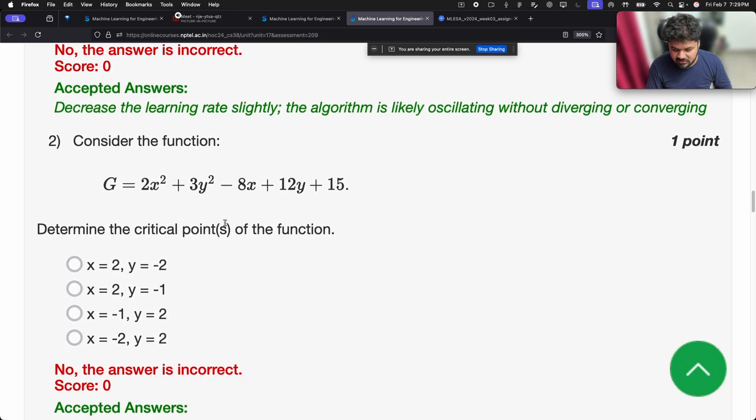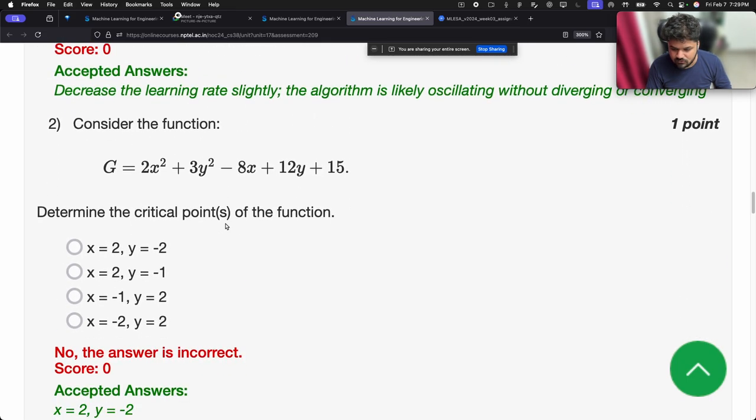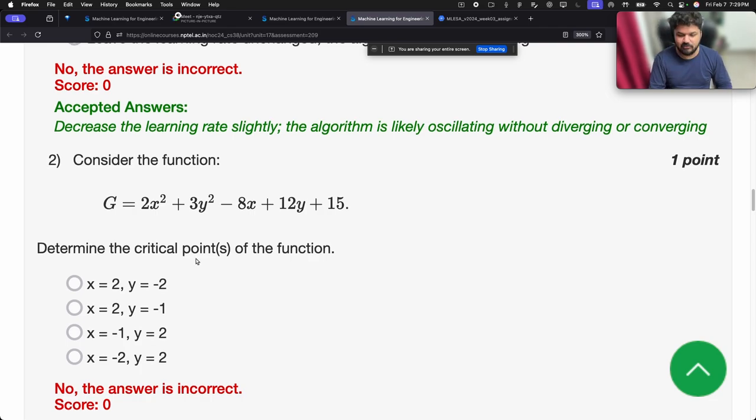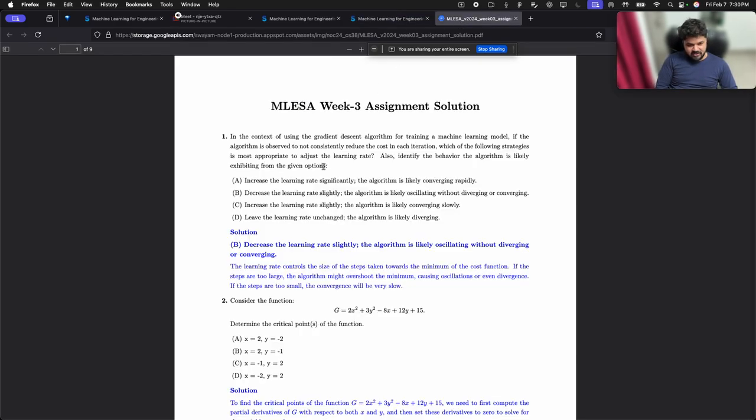Consider the following function. Critical point, you have to find it. How do you determine critical point? You can compute derivatives. So just compute the derivative of this with respect to x and y and find the answer. Can someone compute it for me, or let's see the solution directly.